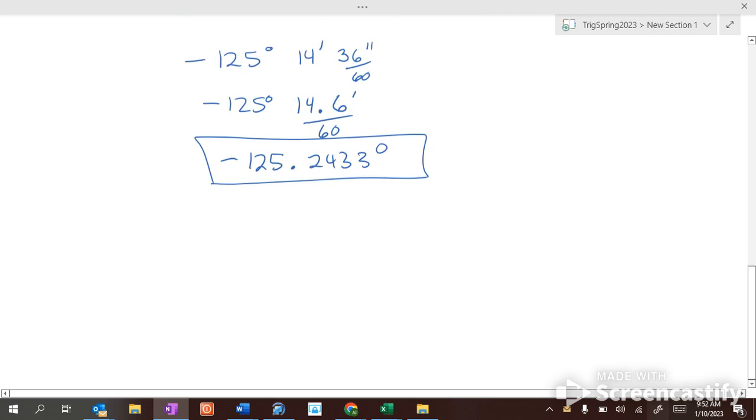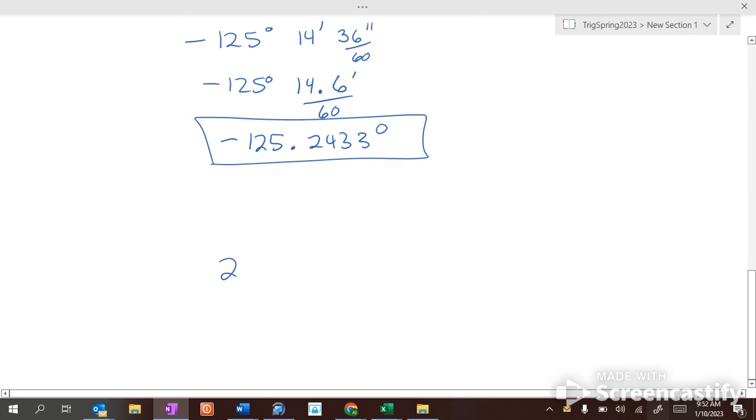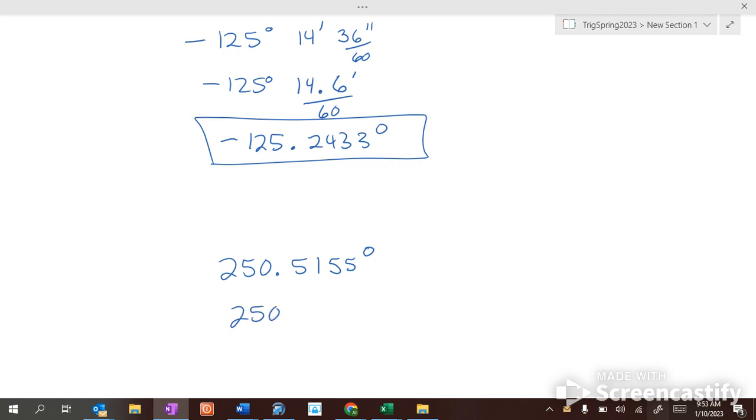Now let's go the opposite way. What if we have 250.5155 degrees? How many degrees, minutes, seconds is that? Well, we know it's 250 degrees. And then we take 0.5155, and instead of dividing it by 60, we multiply by 60, because we're doing the inverse of what we were doing before. So take 0.5155 times 60, and what do we get?